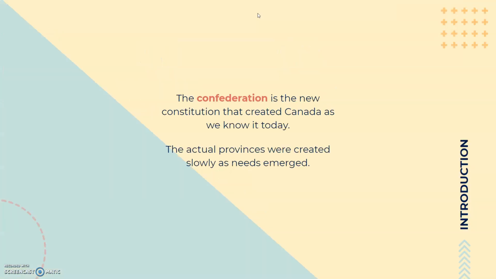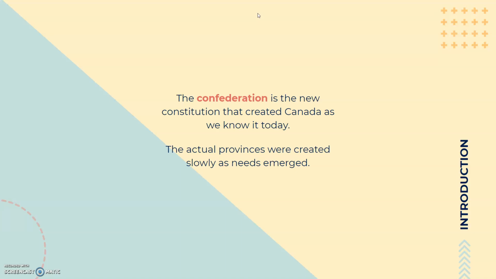Alright, so first of all, what is Confederation? So Confederation is the new constitution that created Canada as we know it today. So thanks to that Confederation, it's the last act that was signed, and that's how Canada was formed, and that's why it looks that way today.